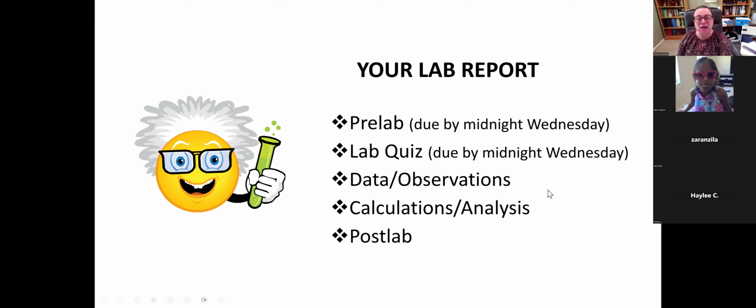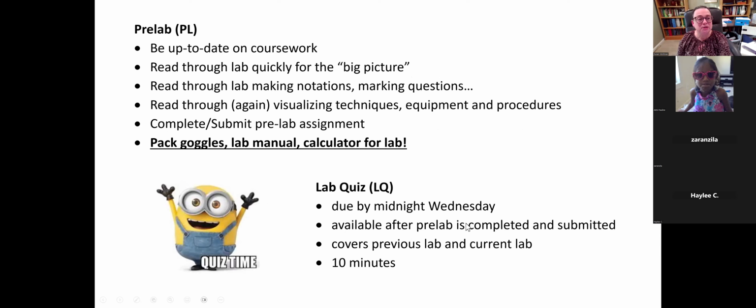All right. Every lab report's going to have data. Every lab report's going to have some calculations or some questions about it. And most of them are going to have a pre-lab. So here's what's going on in the pre-lab. You usually can't do the pre-lab until you've read the lab manual. It's going to give you some guides there. So you should read the lab manual almost like skimming, just to get the sense of what we're doing.